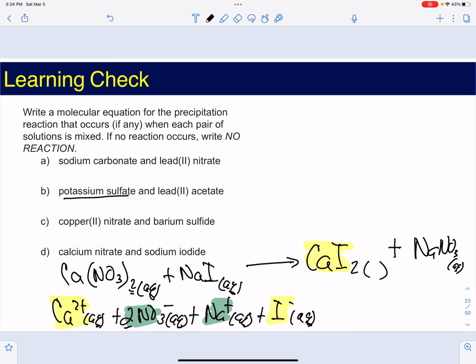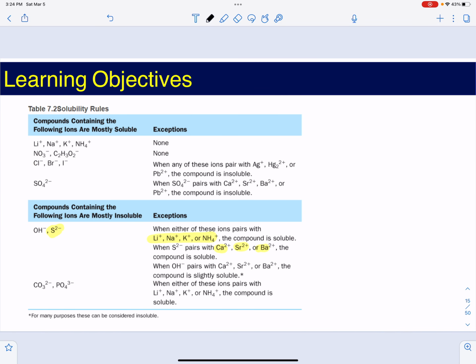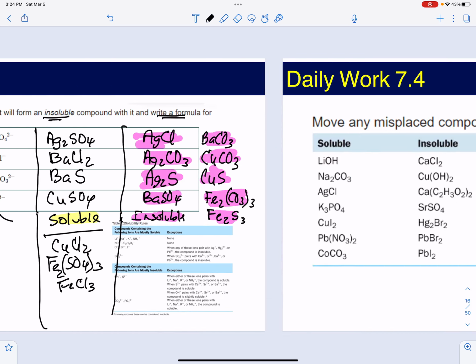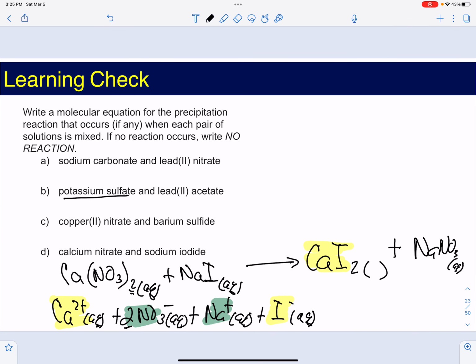So the calcium iodide, let's check it just to be sure. Calcium iodide. All iodides are going to be soluble, except when any of these ions, looking for calcium, is there. No, it's not insoluble with calcium, so that means this is going to be aqueous also.